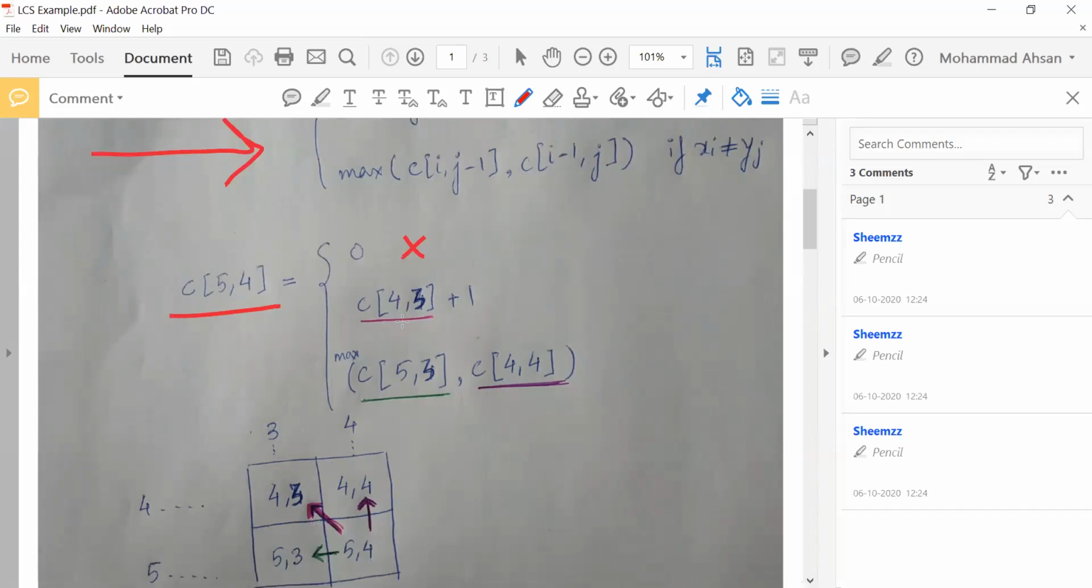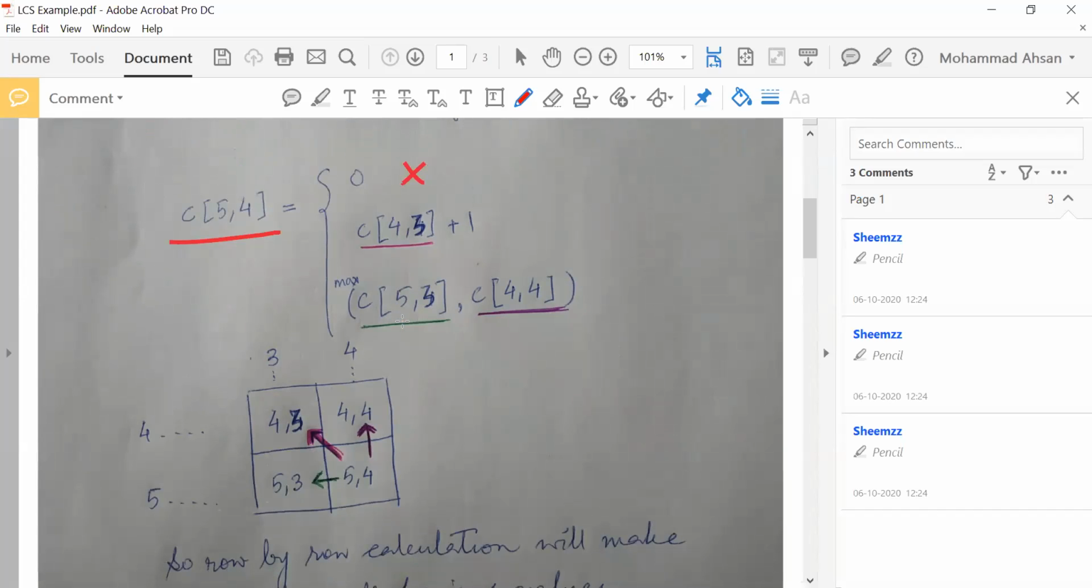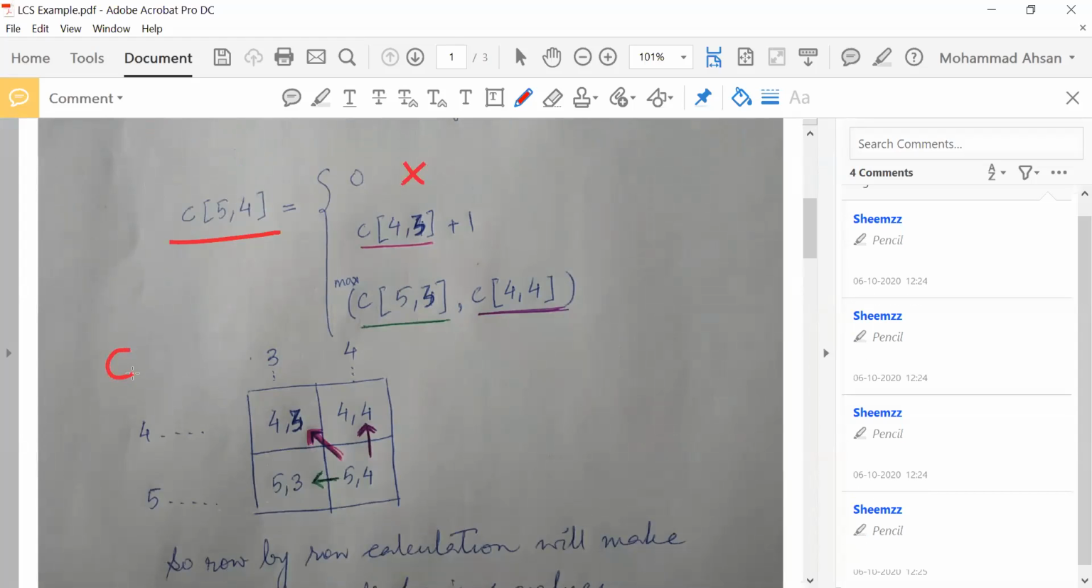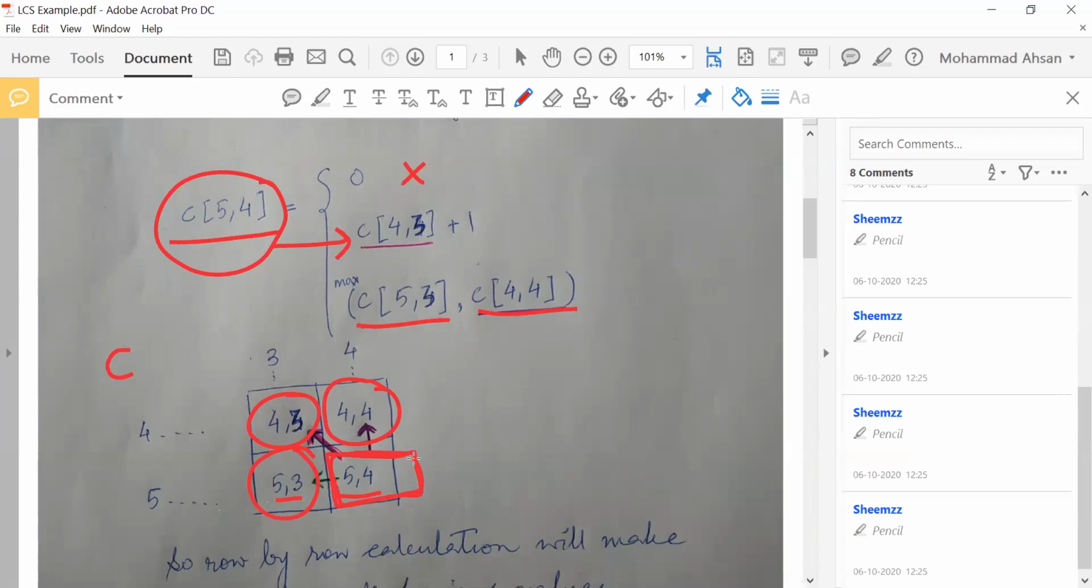Now I've drawn a few boxes of the 2D array C. This is just the rightmost bottom corner of your 2D array, and I've named the columns. This 5 3 is row 5, column 3, and this is 5 4. So your 5 4 either depends on 4 3, which is here, or on 5 3 or 4 4, which is here. So the answer for 5 4 can come from 4 3, 5 3 or 4 4.